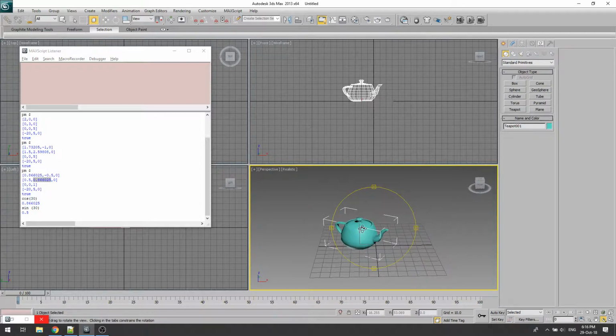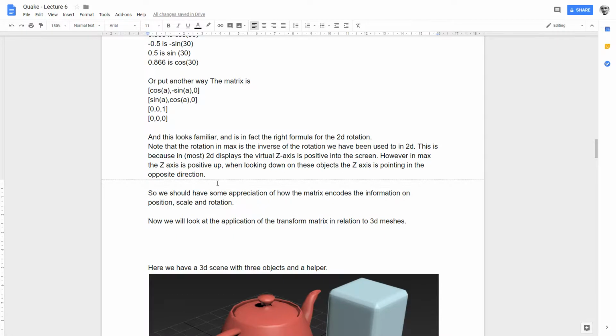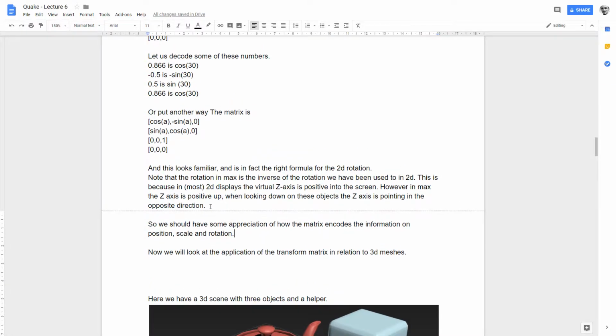So we have to consider whether rotations go clockwise or anti-clockwise. We have to consider which direction the z-axis is in, and we have to consider which axis system you're using, whether a left-handed or right-handed system. So that may be a little confusing. The underlying maths is always the same. So that is the matrix, and that is how we encode information into the matrix.